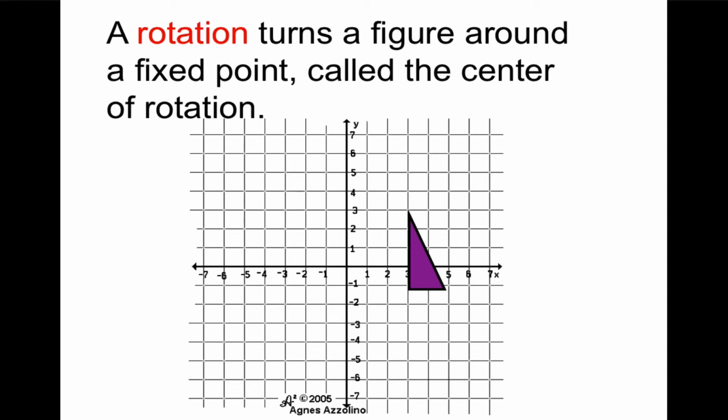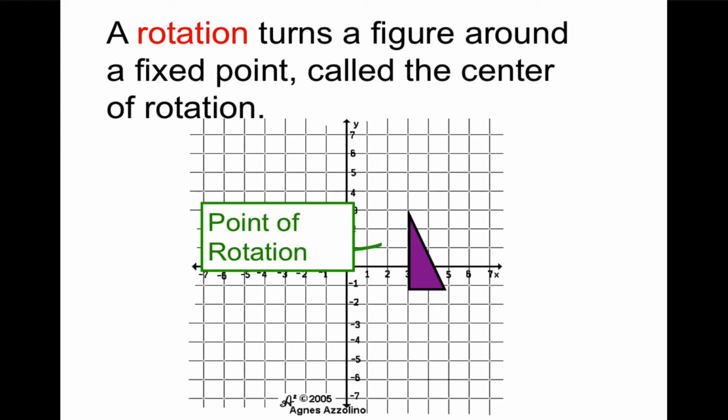Okay, finally, a rotation turns a figure around a fixed point called the center of rotation. And that fixed point could be part of the shape, like one of its corners, or you could rotate it around any point on the xy axis, like you could rotate around the origin. We're going to rotate this figure around its top point. We'll call that the point of rotation. And we're going to rotate it counterclockwise by 90 degrees. So here is a 90-degree rotation. The image is what we call it after the transformation.